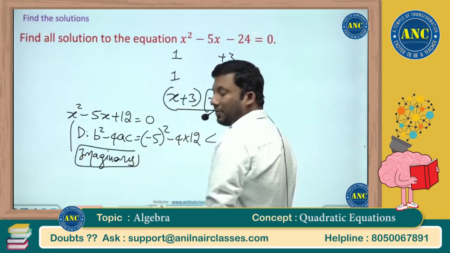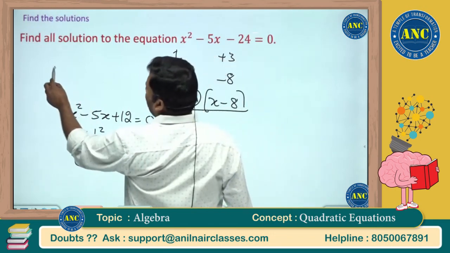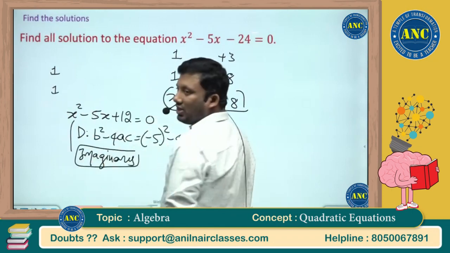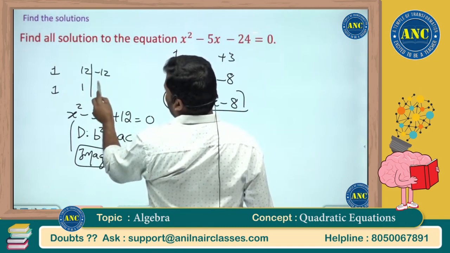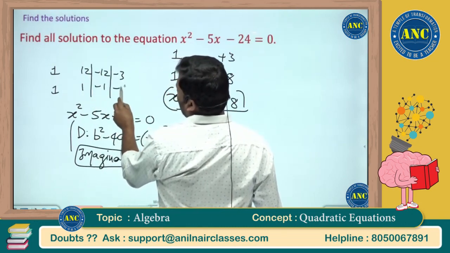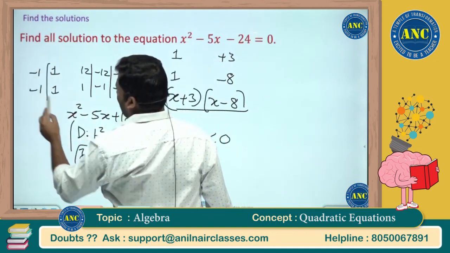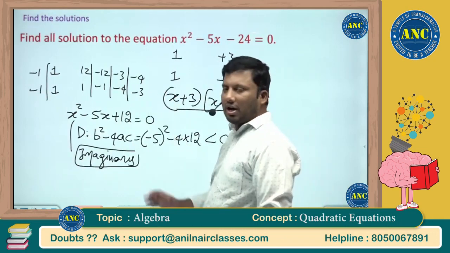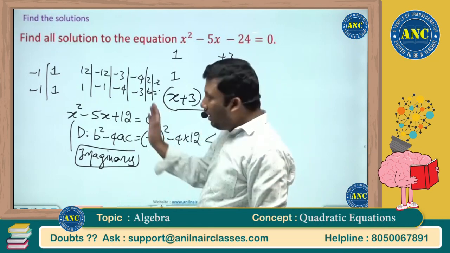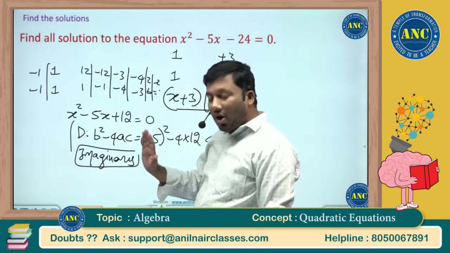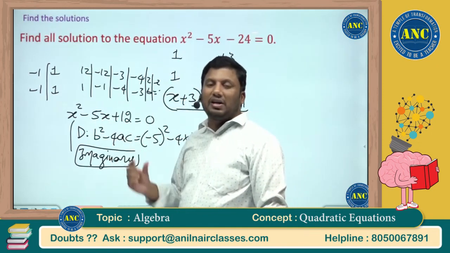You can also prove that the roots for this equation will be imaginary by taking all the factors. Coefficient of x square 1. One factor is 1 into 1 or minus 1 into minus 1. One is 12 into 1, another is minus 12 into minus 1, minus 3 into minus 4, minus 4 into minus 3, or 2 into 6, or minus 2 minus 6. In any of these diagonal cross methods, you will not get the coefficient of x as 5. That is the reason the discriminant is less than 0.